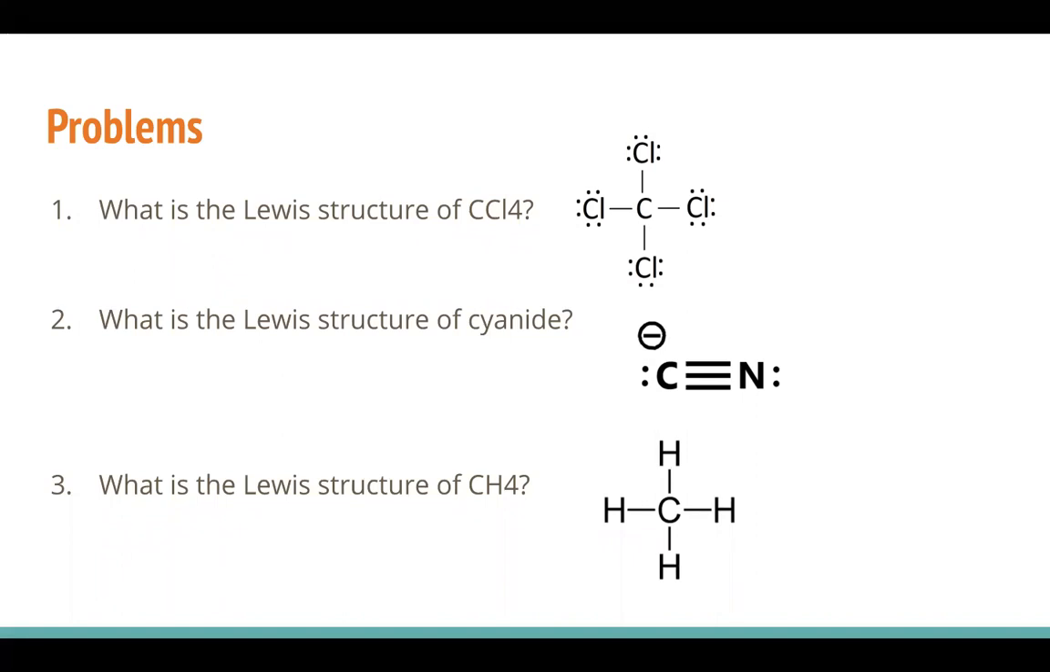And so if you did the cyanide Lewis structure, you would see that there's a triple bond there. And then methane is just really standard. Hydrogen has one valence electron, and so you can only ever make one bond.